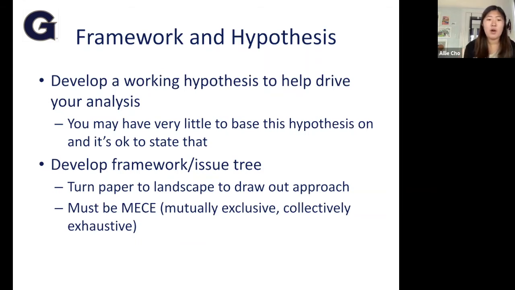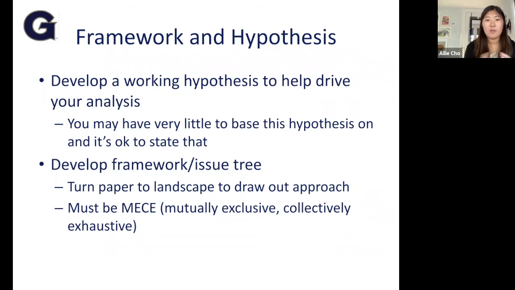So after you give the hypothesis, you go into your framework, which, again, we've thrown this word around a lot so far, but basically it is a way of approaching the problem in a structured manner that thematically organizes all of the pieces you need to consider to come up with a solution to the problem.